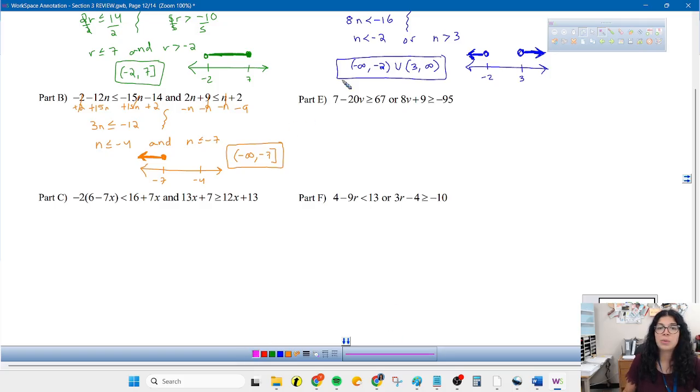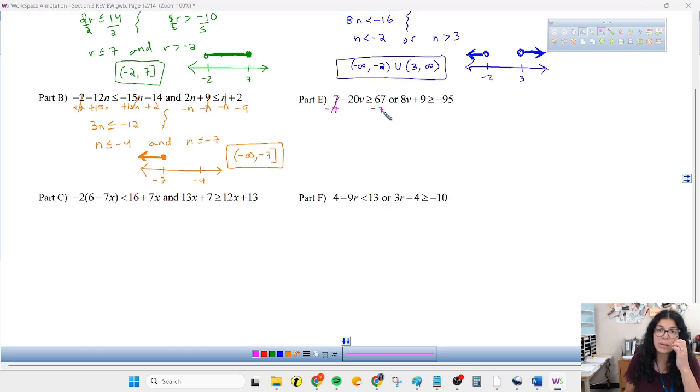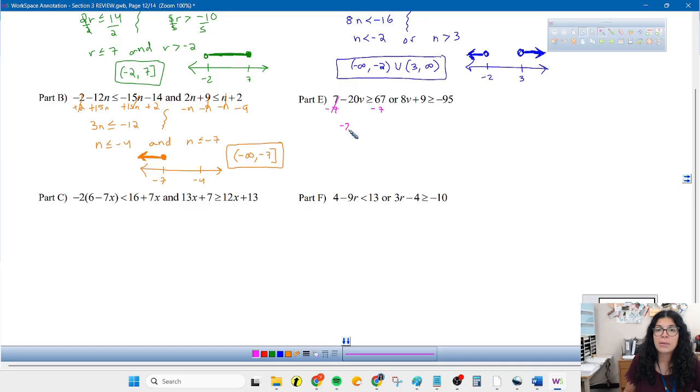Okay. Next, let's do part E. So I'm going to start by subtracting 7 on both sides. So we get negative 20v is greater than or equal to 60. And then we have to divide by a negative. When we divide by a negative, it does switch the inequality symbol. So that gives me v is less than or equal to -3. The word in the middle here is or.